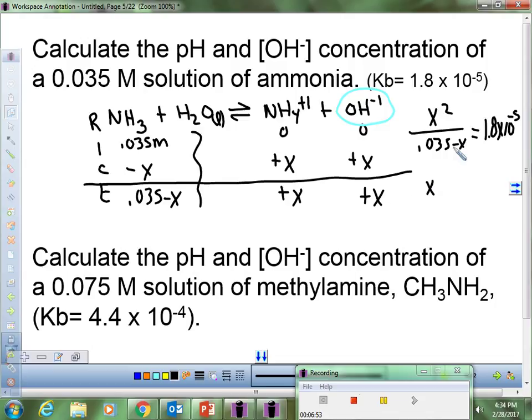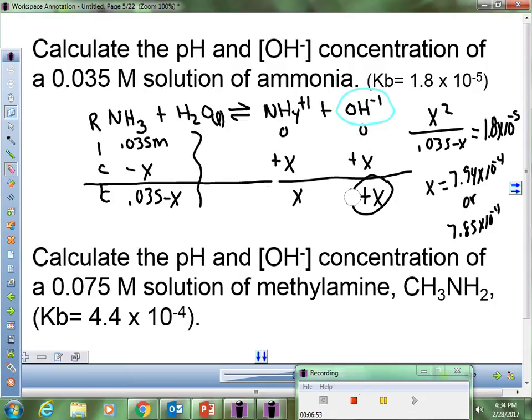If you scratch through your minus x, because this is to the negative fifth, you get 7.94 times 10 to the negative fourth. Or I think if you use solver, you get 7.85 times 10 to the negative fourth. I usually work it both ways. Now, one of the questions is what's the hydroxide concentration? Well, our x is our hydroxide, so there's our hydroxide concentration, either one of those.